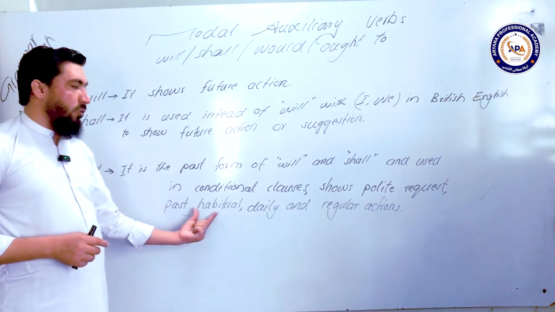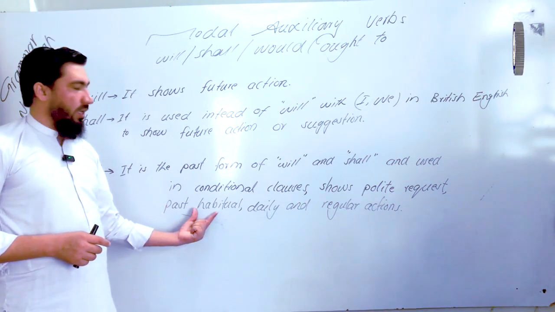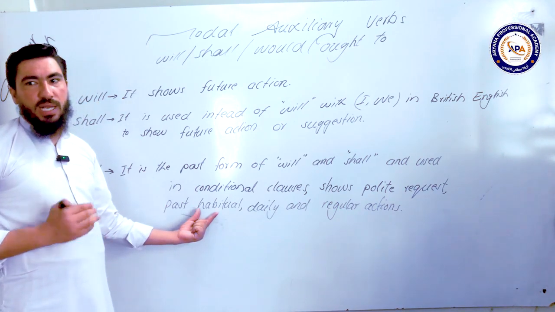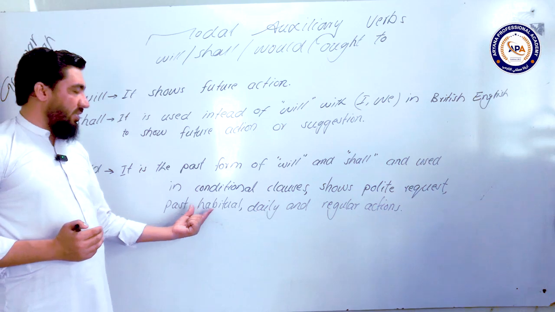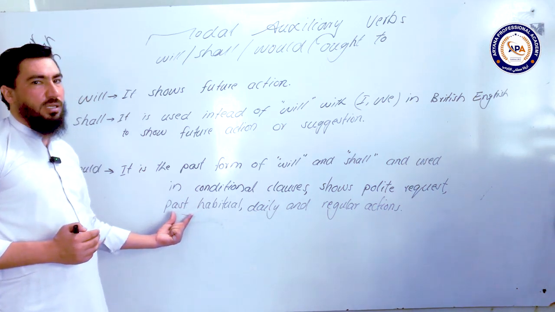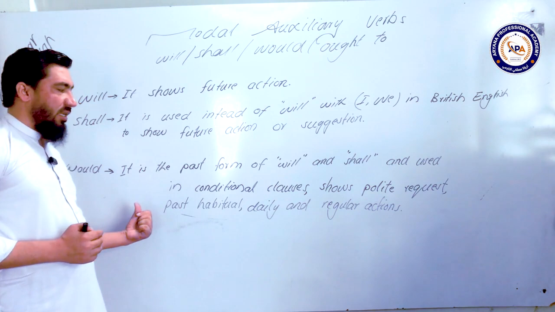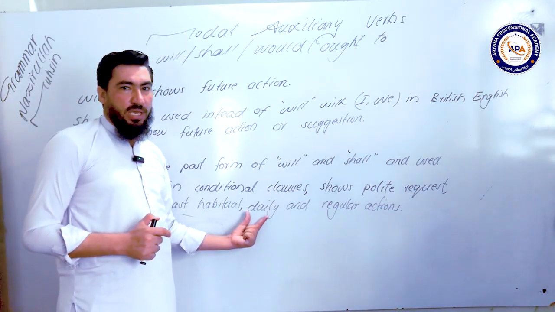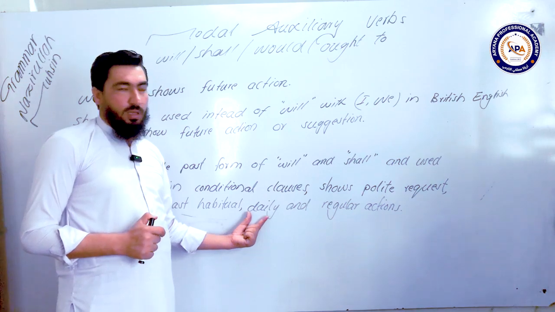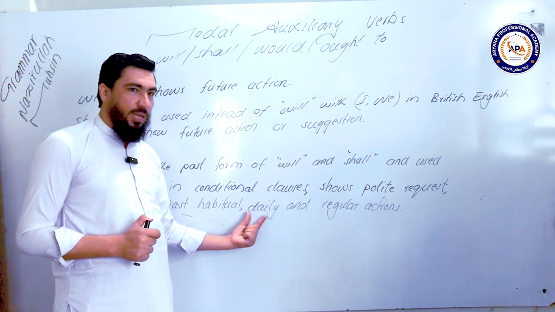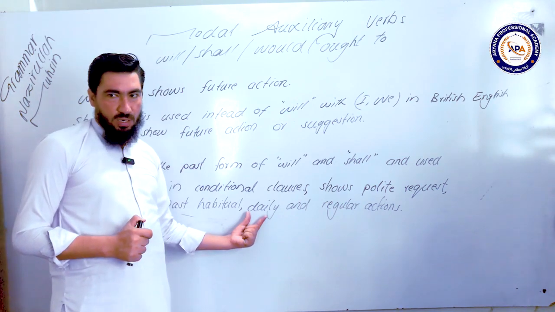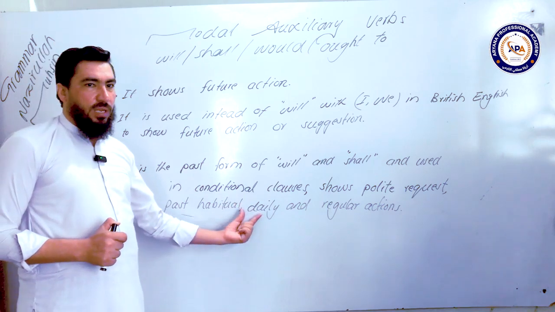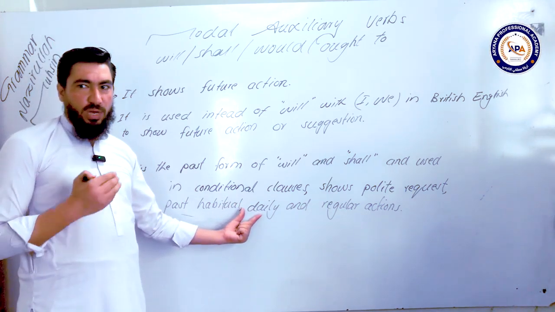And past habitual actions. For example, he would play cricket a lot. It means this was his habit in the past. So we can use would in the past as well. And also for past daily actions. Like he would visit me every day when he was my partner. So here we use would for past daily action.